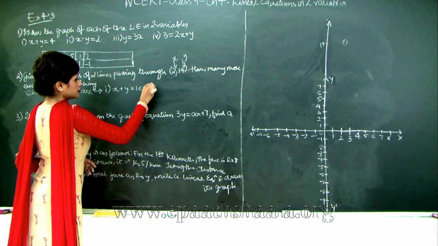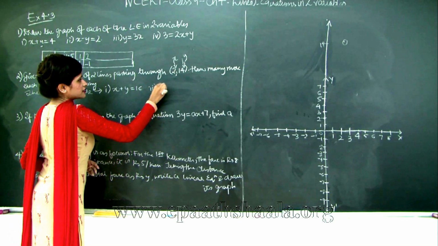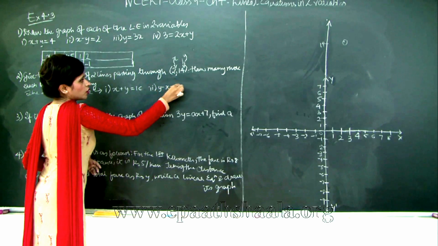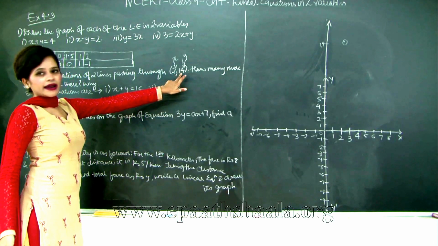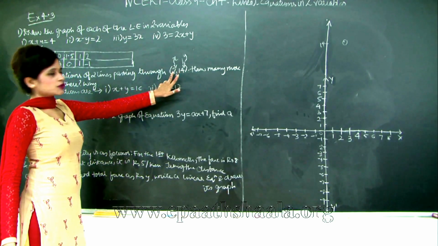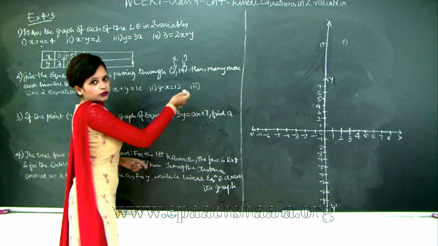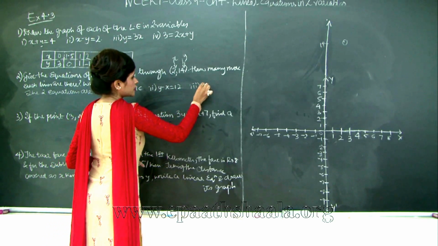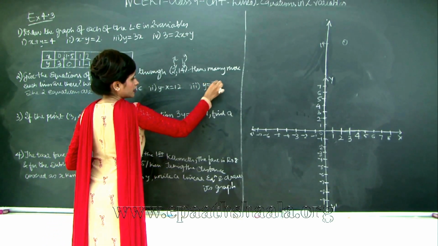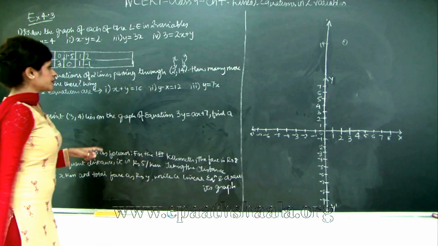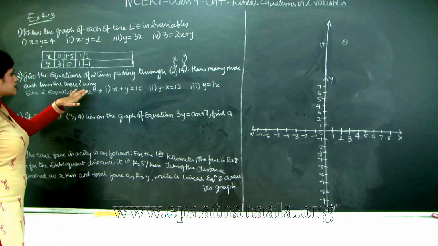So I can say y minus x is equal to 12, or I can even say y is equal to 7 times x, because 2 7s are 14. So I'm just giving you one extra equation, although they have asked for 2. So I can say y is equal to 7x. Simple. Now how many more such lines are there and why?